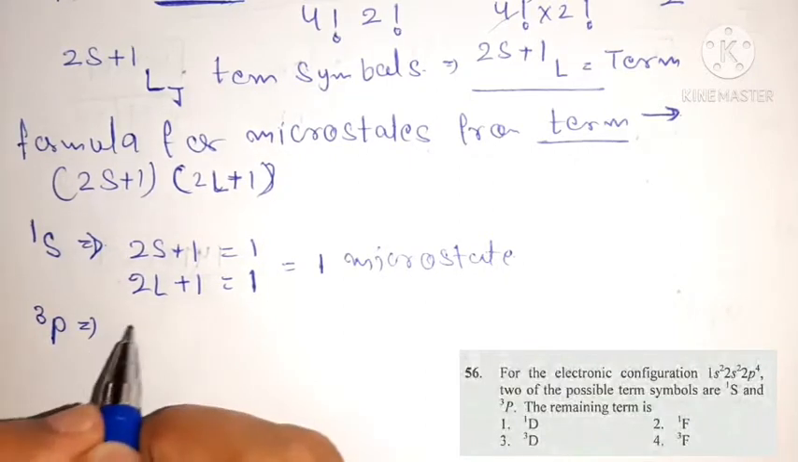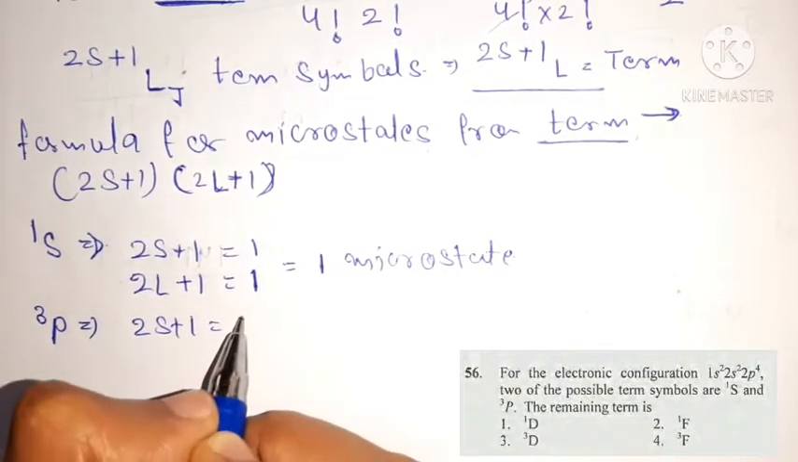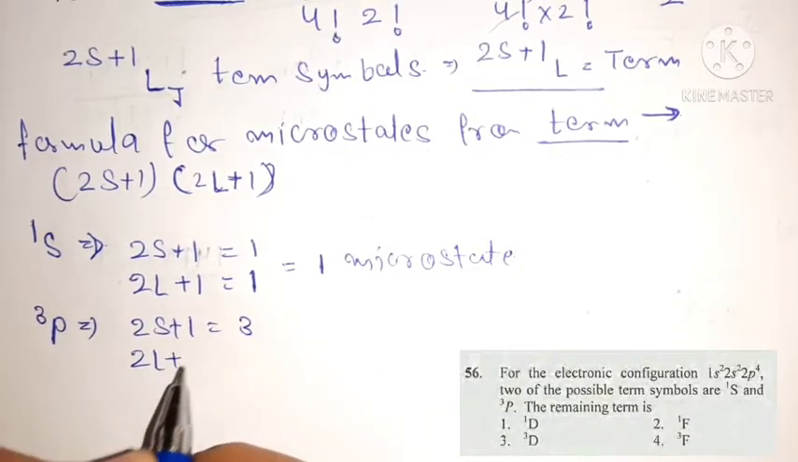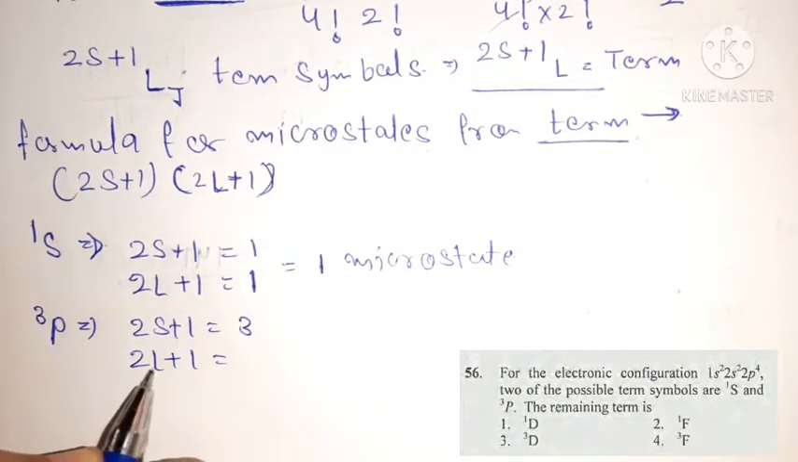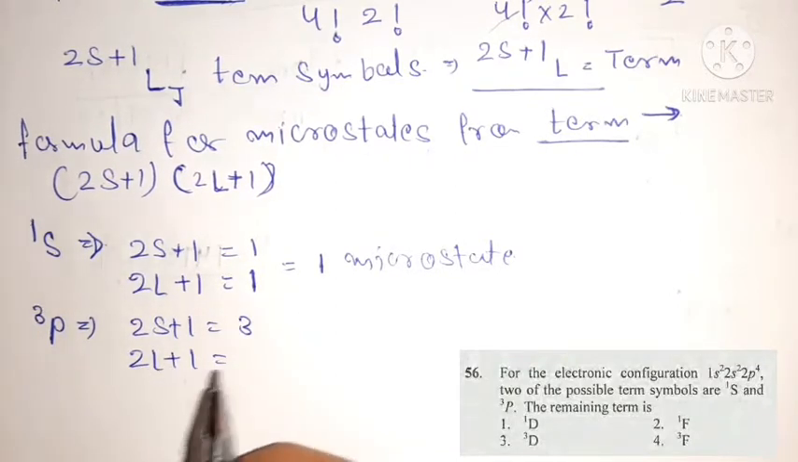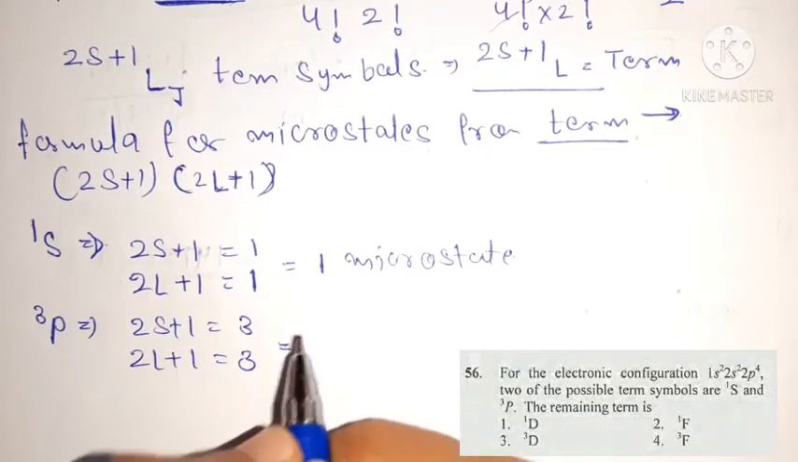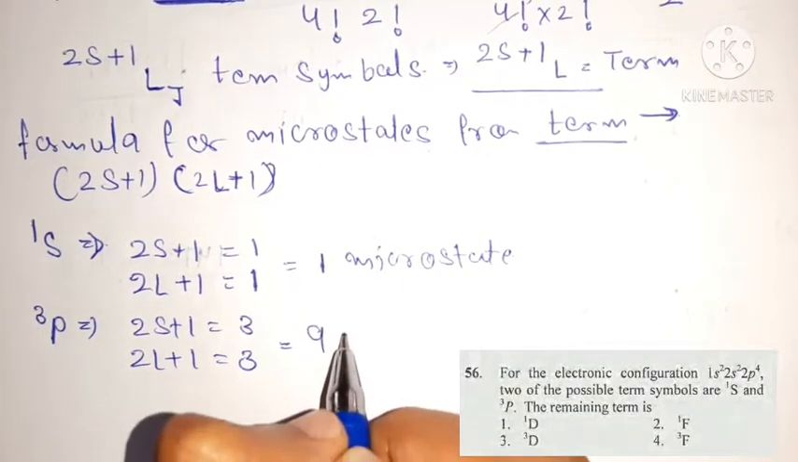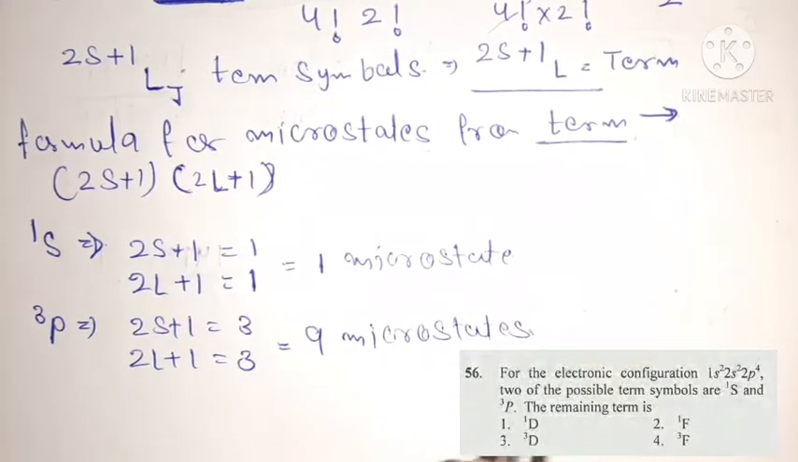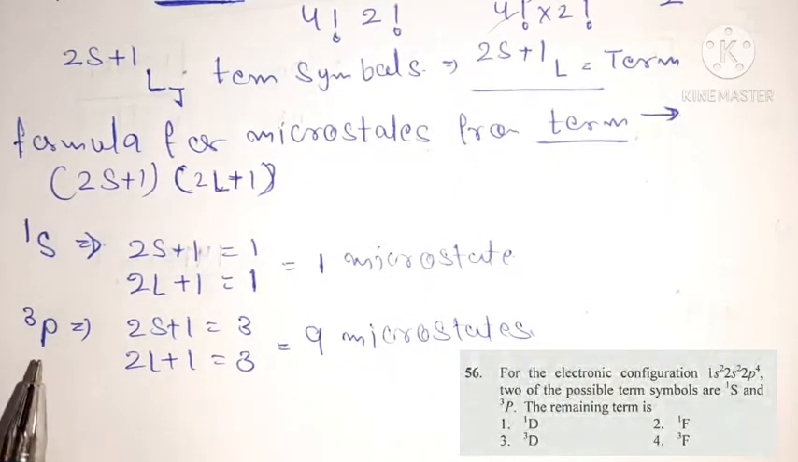Okay, so for 3p the value of 2s plus 1 is 3, and 2l plus 1, we know that the value of L for p is 1. So 2 multiplied by 1 is 2, so 2 plus 1 is 3, and 3 multiplied by 3 is 9. So 9 microstates out of 15 are related to your 3p term.